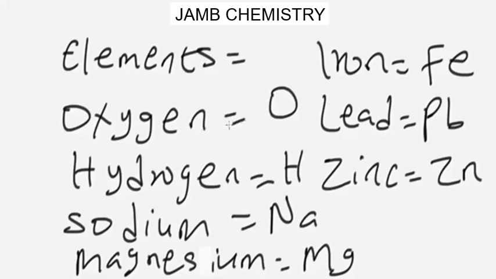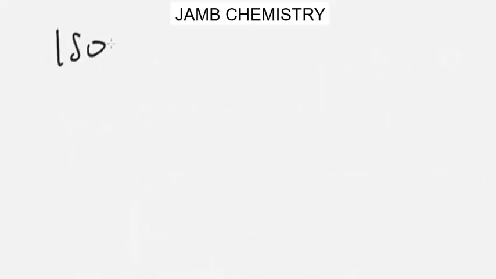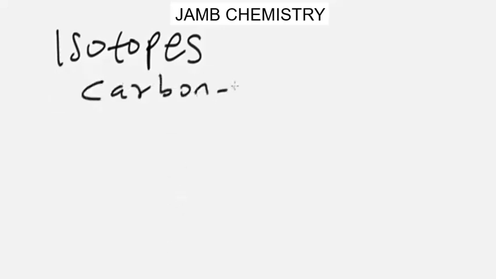Now let's wipe this and look at the concept of isotopes, which is where you mostly see your questions under elements and isotopes for chemistry. Isotopes are simply atoms of the same element having the same atomic number but different mass numbers. A very popular example of a pair of isotopes are carbon-12 and carbon-13.